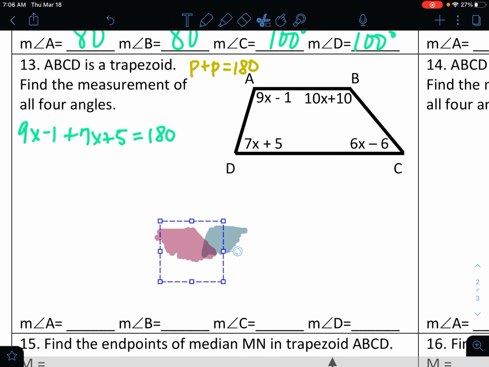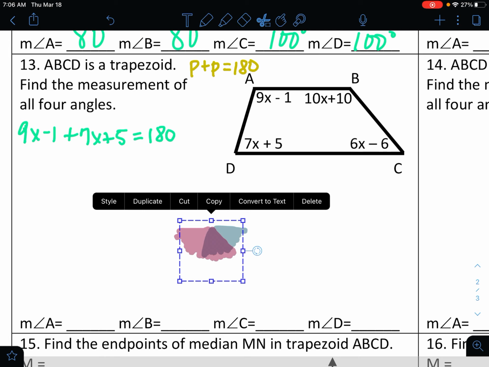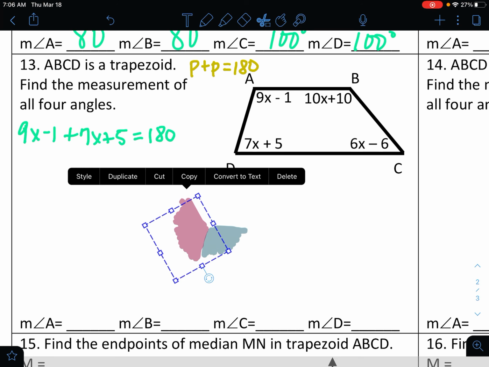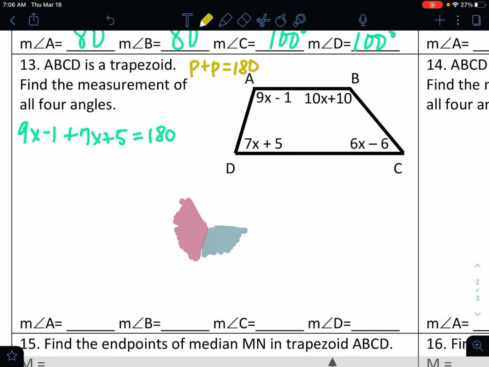I'm going to take that angle. I'm going to take that angle. So look, when I put them next to each other, they're way too big. Okay, so let me rotate this a little bit and try to put them next to each other. Okay, so I put them side by side. That's not a straight line. That's well beyond a straight line. You see what I'm saying?